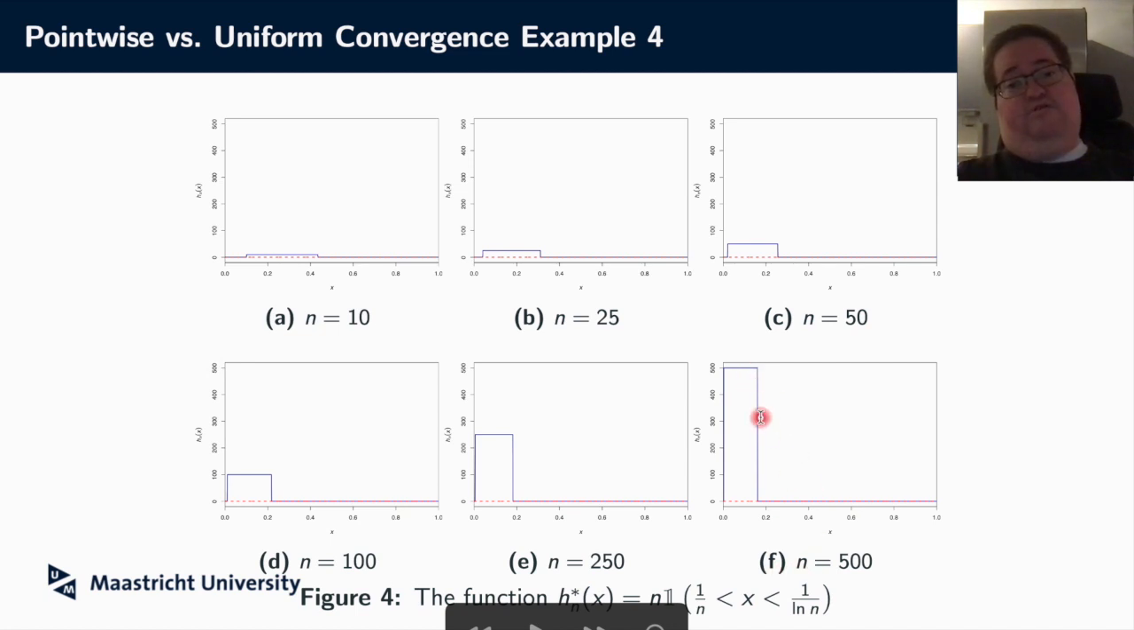So n is 500 here. And we're saying that the flat line here is a good approximation to this function here, which has values of 500 up to x being almost 0.2. But still, in terms of pointwise convergence, this is our limit. So this is a situation we could have also in statistics if we focus on pointwise convergence instead of uniform convergence.